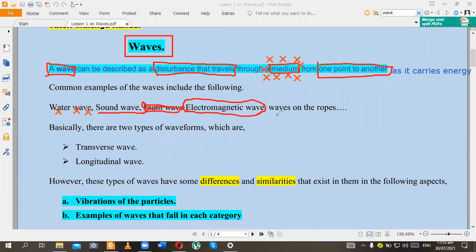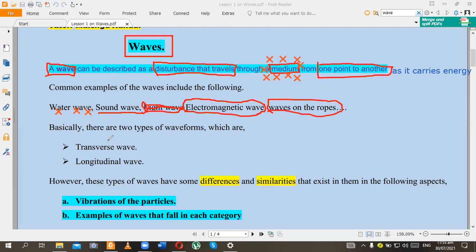Then the other one is the wave on the rope. When you have a rope, one end tied at a fixed point, and then you start pulling the other end up and down, you find that waves will be produced. So that is another example of a wave. These are the ones.